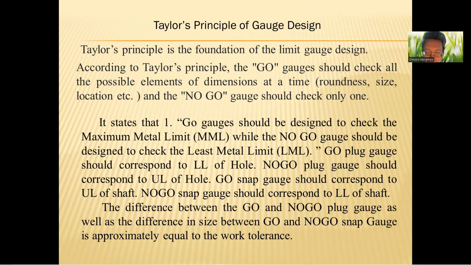The difference between the go and no go plug gauge, as well as the difference in size between go and no go snap gauge, is approximately equal to the work tolerance. Please write down to your notes Taylor's principle. Go gauges should be designed to check the maximum metal limit, and no-go gauge should be designed to check the least metal limit.